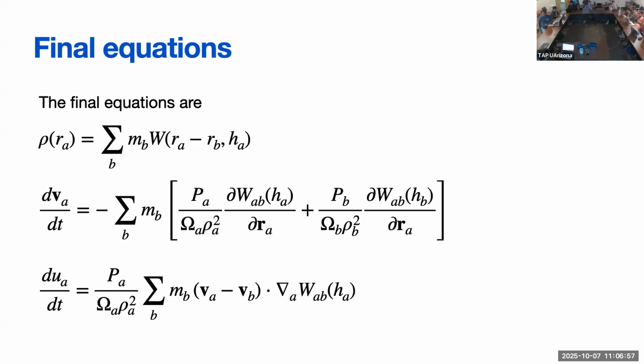Here you see that the quantities we have are the pressure at the location of particle A, the mass of the particles, and the derivative of the smoothing kernel with respect to different quantities. This omega B is just a numerical factor that takes into account numerical constants that come from the derivation of these equations.